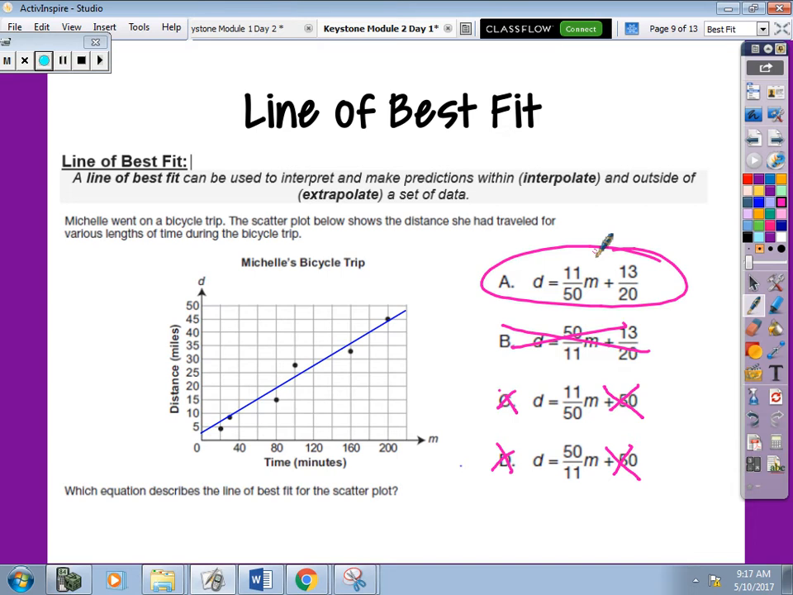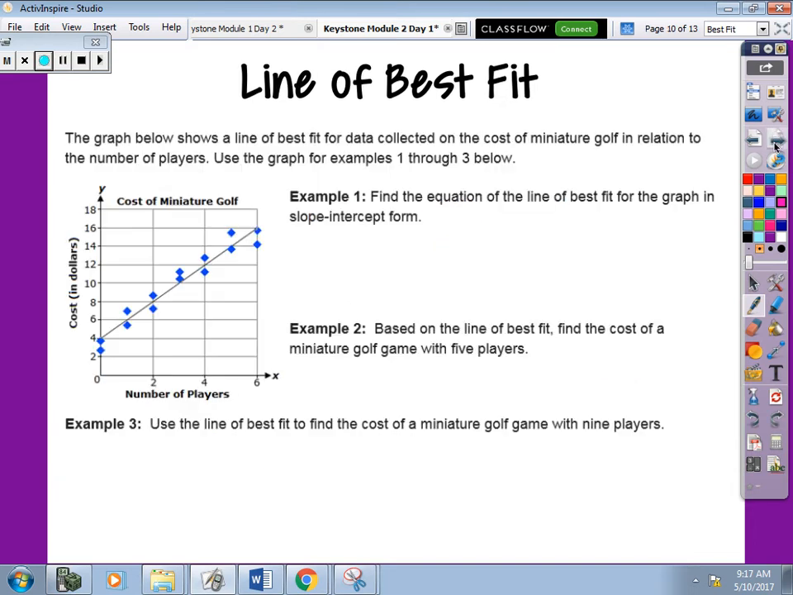Okay, the next one is open-ended, I think. This time they drew in the line of best fit for us. And this is representing the cost of miniature golf in relation to the number of players. So we're asked to find the equation of the line of best fit in slope-intercept form. Okay, now you could do a lot of work for this. You could pick 2 points on the line, you could find the slope, do point-slope. But I think you could just look at the graph. What's the y-intercept?